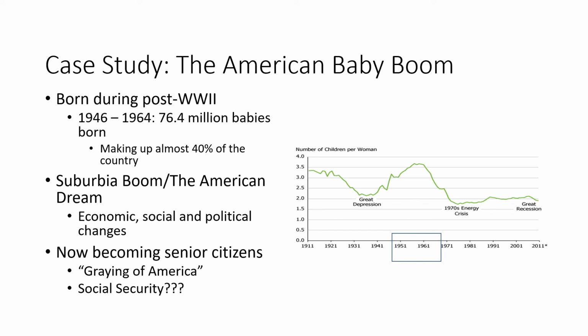And so now this population of the people born during this time frame are actually our senior citizens now. And so we call this the graying of America. We have a very top-heavy age structure pyramid, and I kind of threw Social Security in there because now they're all getting Social Security and there's not really any money to pay for that. But that's economics or something.